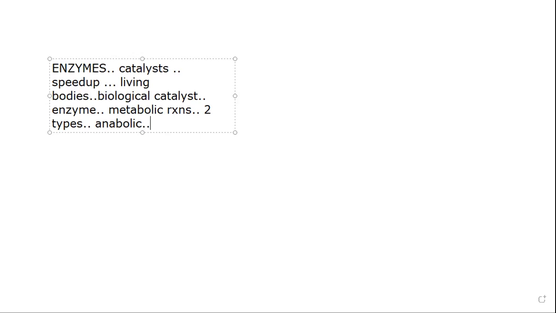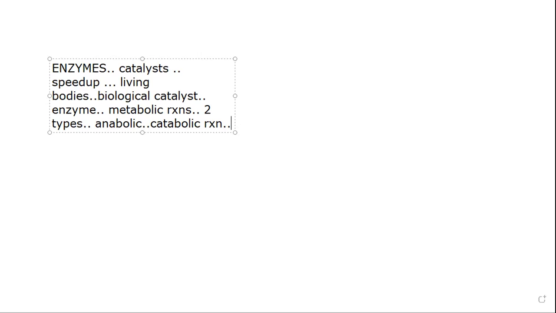And then another type of metabolic reaction is the catabolic reaction. The catabolic reaction is the breakdown of substances from larger molecules into smaller molecules. For example, respiration. In respiration, larger molecules are broken down after combining with oxygen, and then they produce carbon dioxide and some other byproducts, water, etc. Okay, that is a catabolic reaction.